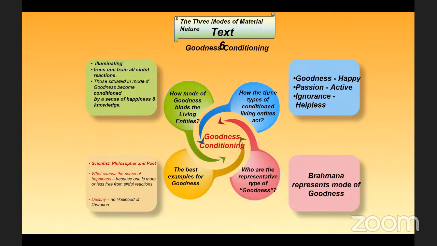Hare Krishna Mataji. The three modes of material nature. Goodness conditioning: illuminating, frees one from all sinful reactions. Those situated in the mode of goodness become conditioned by a sense of happiness and knowledge. Goodness happy, passion active, ignorance helpless. How the modes of goodness bind the living entities. How the three types of conditioned living entities act. The best examples for goodness. Who are the representative types of goodness? Scientist, philosopher, and poet. What caused the sense of happiness? Because one is more or less free from sinful reactions. Destiny: no likelihood of liberation. Brahmana represents the mode of goodness. Hare Krishna Mataji. Hare Krishna.